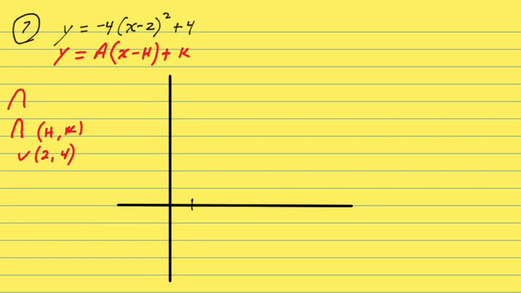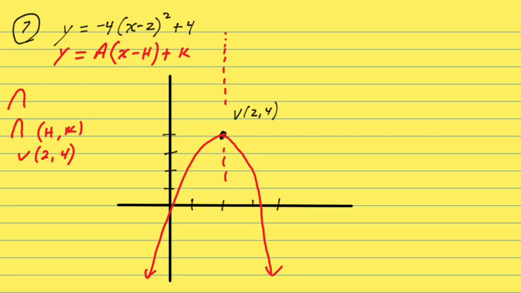So I'm going to mark off 2, 1, 2, 3, 4. I'm going to label my vertex 2, 4, and I'm going to realize that it opens downward. So it's going to open downward. Oops, not a very good parabola. A little better. And the axis of symmetry. The axis of symmetry is this imaginary line, and it is always x equals h. So it's going to be x equals 2.